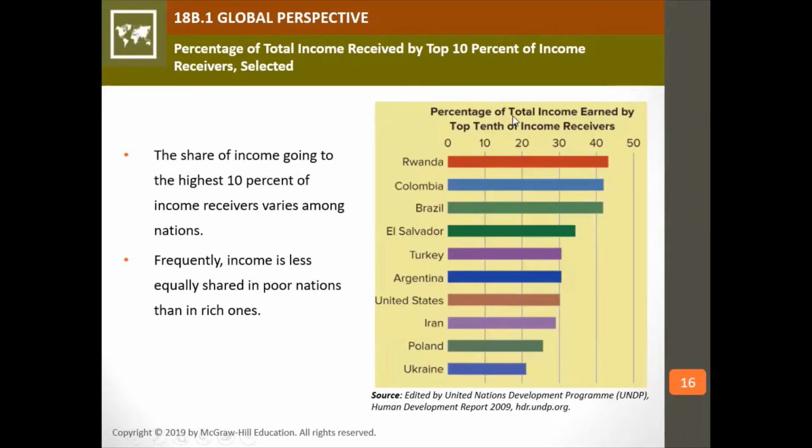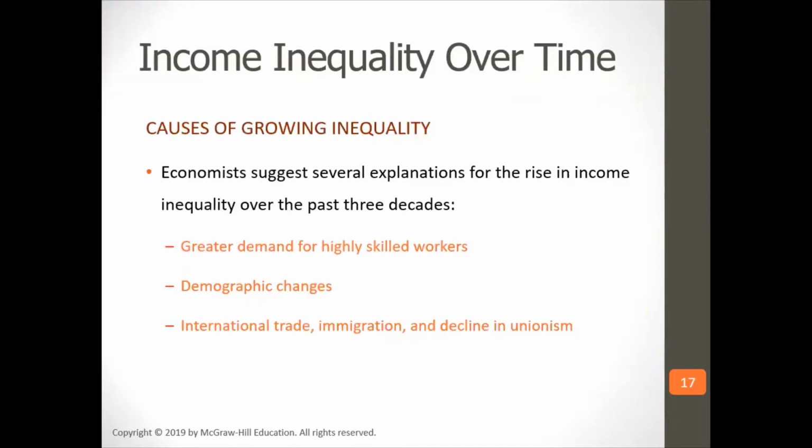So here, Rwanda, Colombia, Brazil, El Salvador, Turkey, Argentina, United States, Iran, Poland, Ukraine have the highest share of income going to the highest 10% of income receivers. So these are the highest inequality countries in the world. In the United States, about 30% of income goes to the highest 10%, which is fueling a lot of the crisis.